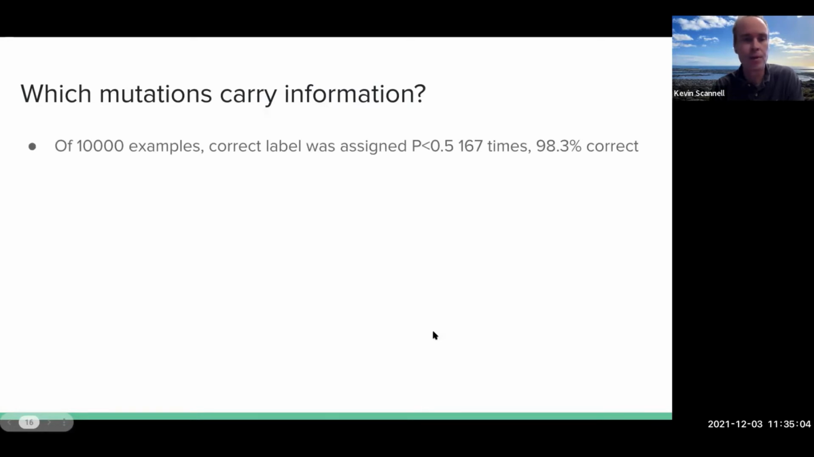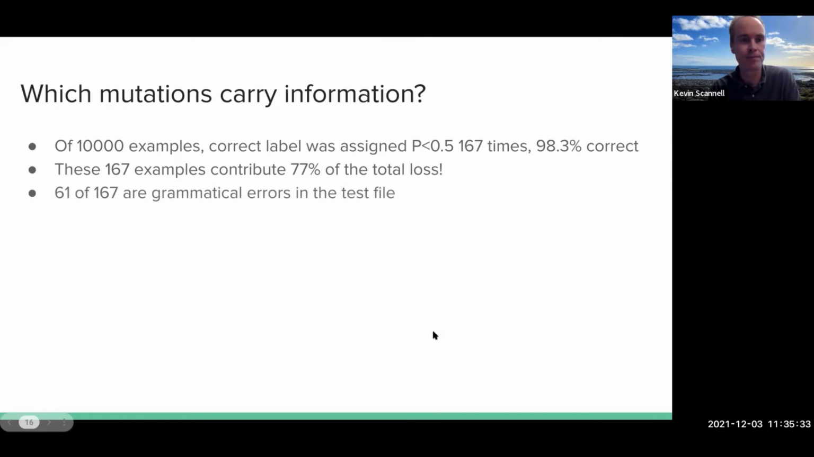I looked at a subset of 10,000 examples, and of those 10,000, there were only 167 times where the correct label was assigned a low probability, where the model failed. So if you're just saying yes or no, it was 98% correct. Just those 167 failures contribute more than three quarters of the total loss of 0.07. And what's really interesting is that of those 167 places where the model failed, it was not the model's fault. These were actually grammatical mistakes in the test file.